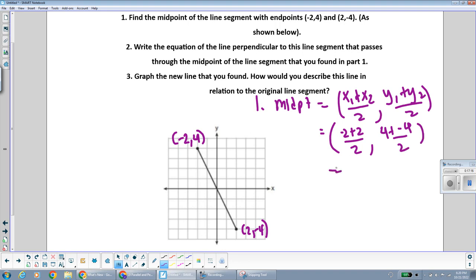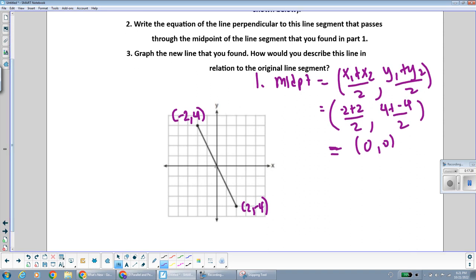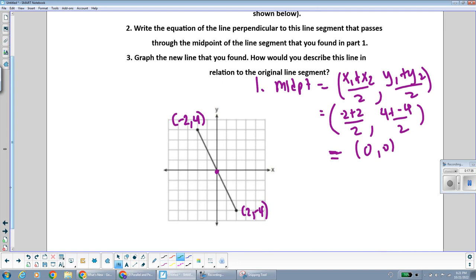So it turns out that my midpoint is 0, 0. Anything divided by 0, or 0 divided by anything, is 0. So I'm going to mark that on the graph because they give us a graph here. Our next step, it says, is to write the equation of the line perpendicular to this line segment that passes through the midpoint we found.